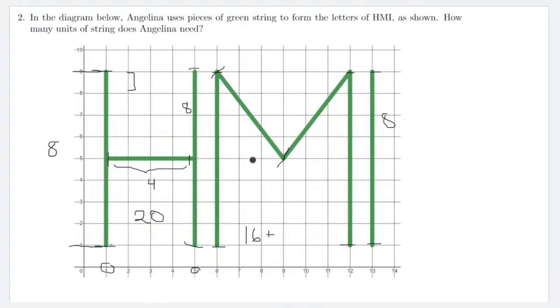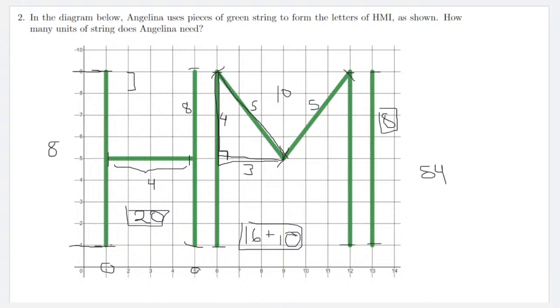So the way we can do this is through Pythagoras' theorem. So if we draw this right triangle, and it is a right triangle because the grid lines are right angles, we know that this is 3 and this is 4. And we also know that when a right triangle has legs of 3 and 4, it must have a hypotenuse of 5. And this diagonal bar must be the same thing. So it's 5 on this side as well. So together the diagonal bars are 10. So the H contributes 20, the M contributes 16 plus 10, and the I contributes 8, for a total of 54.